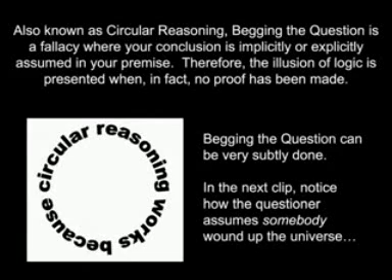Begging the question. Also known as circular reasoning, begging the question is a fallacy where your conclusion is implicitly or explicitly assumed in your premise. Therefore, the illusion of logic is presented when in fact no proof has been made. Begging the question can be very subtly done. In the next clip, notice how the questioner assumes somebody wound up the universe.